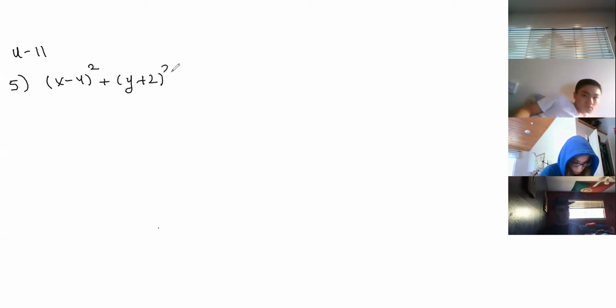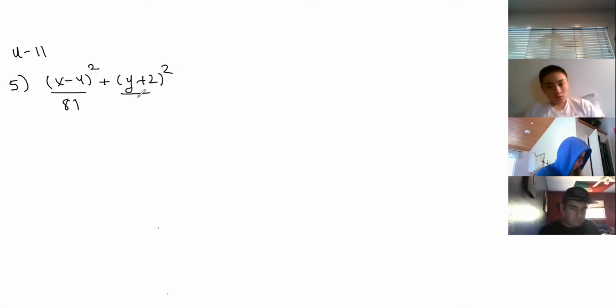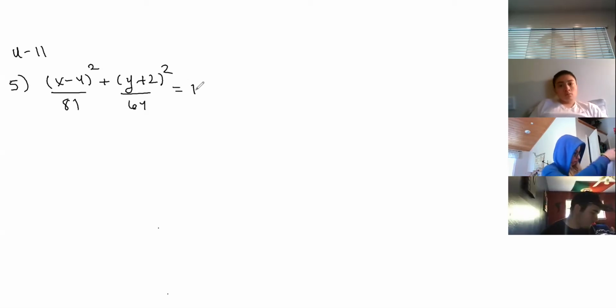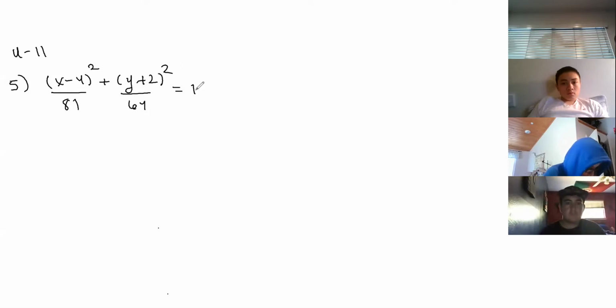Okay, number 5, x minus 4 quantity squared over 81 plus y plus 2 quantity squared over 64 equals 1. And it's asking us to sketch and find all of its pieces. There's two squares, so it's not a parabola. There's a plus sign, so it's not a hyperbola. These two numbers at the bottom are not the same. If they were the same, it would make it a circle. Since they're not the same, it makes it an ellipse.